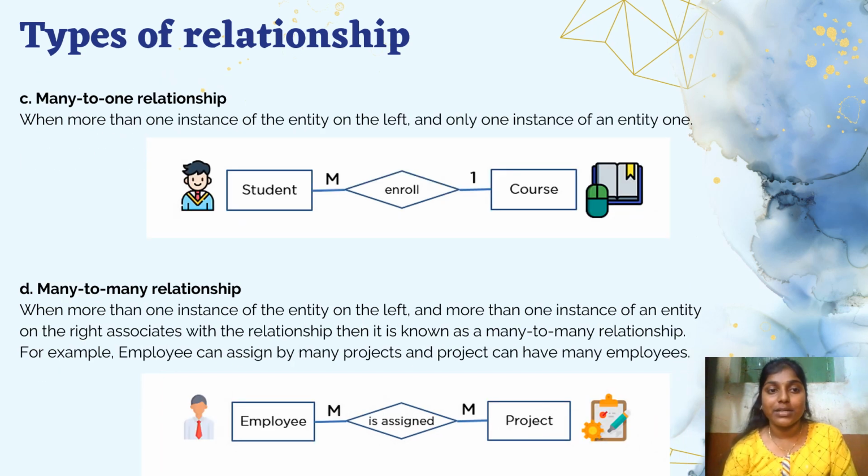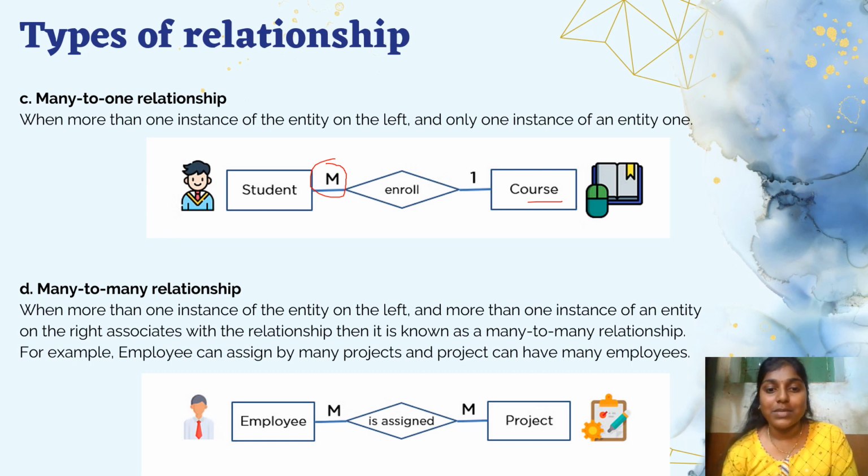Many-to-one relationship means there are many instances on the left and only one instance on the right. There can be many students who can be enrolled into a course. So it is an example of that. For example, in internships, many students apply for a single course. So it is an example of that.